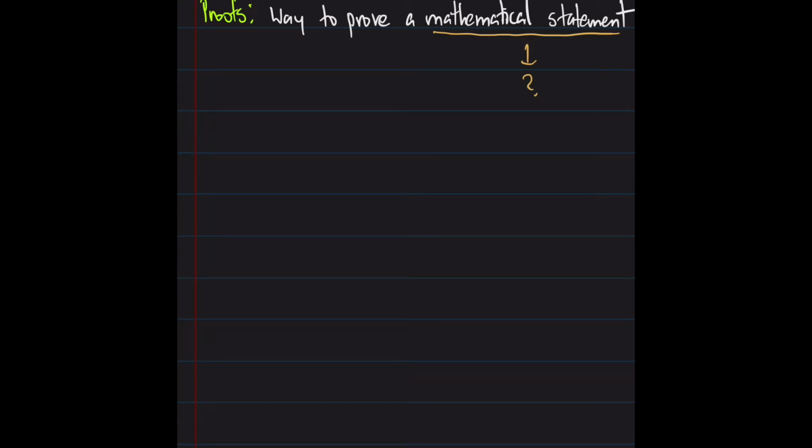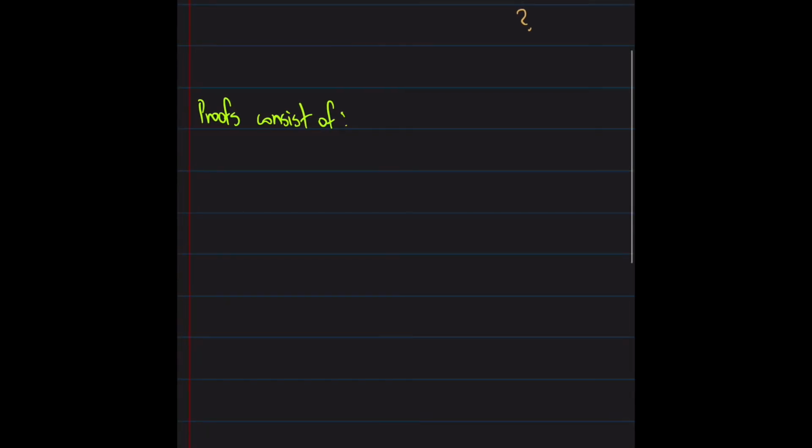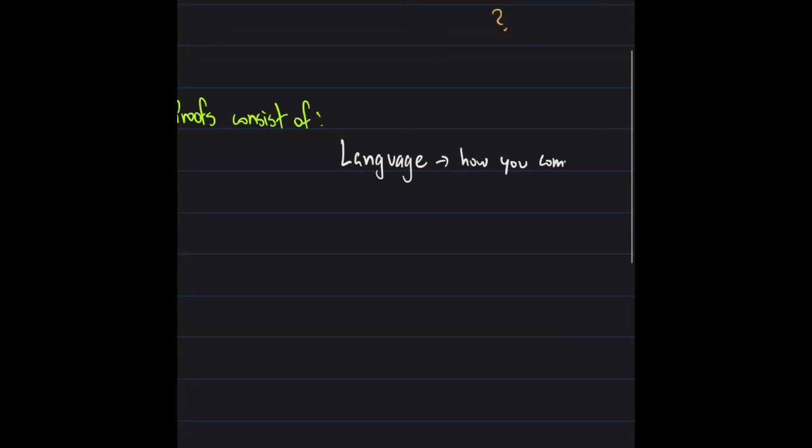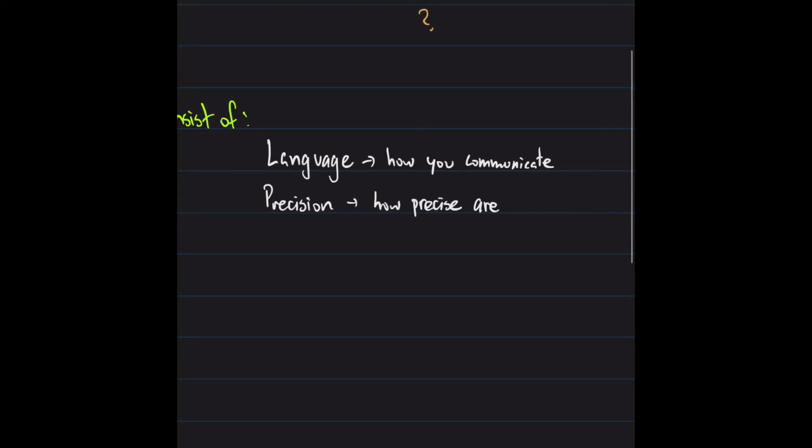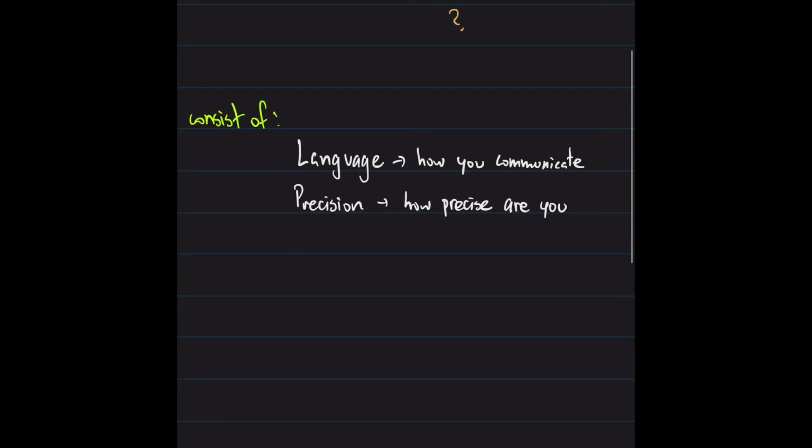Well, proofs consist of the following. There's a couple parts to a proof. So there's language, how you communicate your proof, right? There is precision. How precise are you with your proof? And we'll get into what that means later. And then there is notation, so how you write your proof, right?